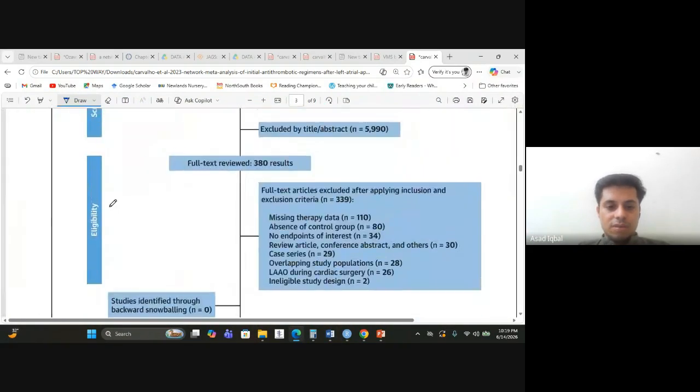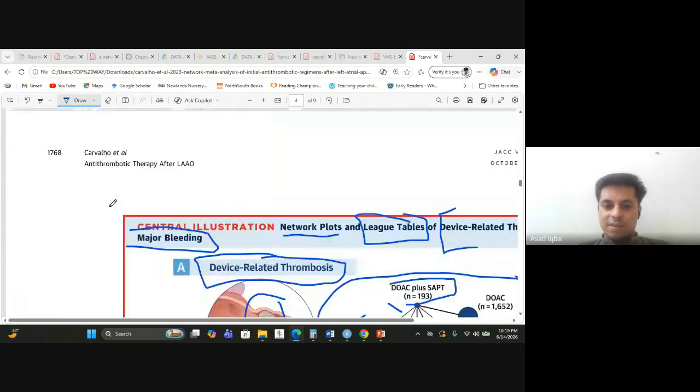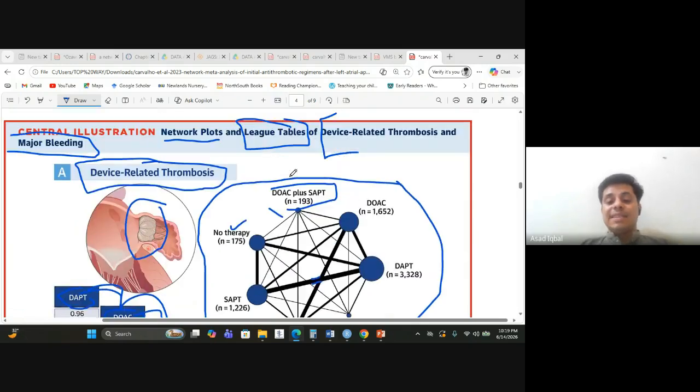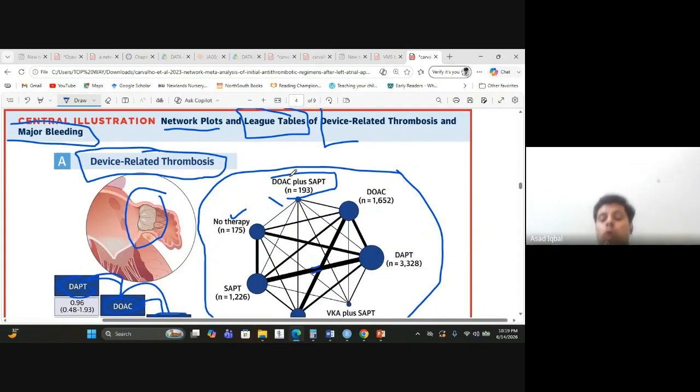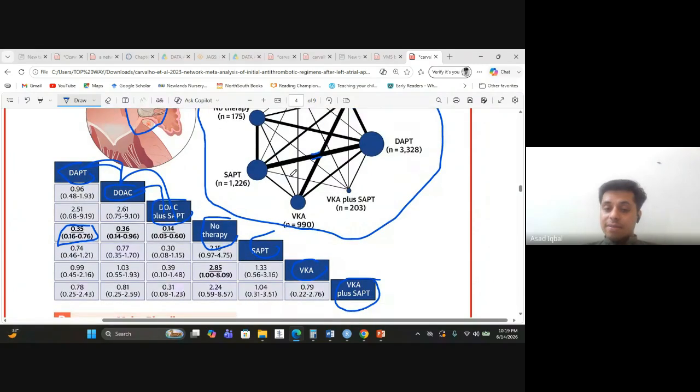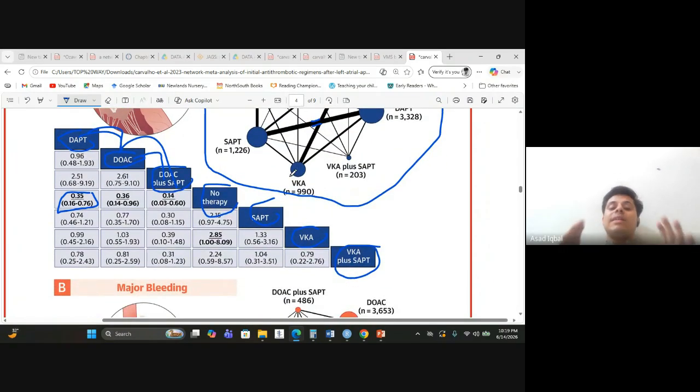Let me show the table, but it's in the supplementary file, so leave it. So this is called a network plot or a network graph. Now coming towards the league table.